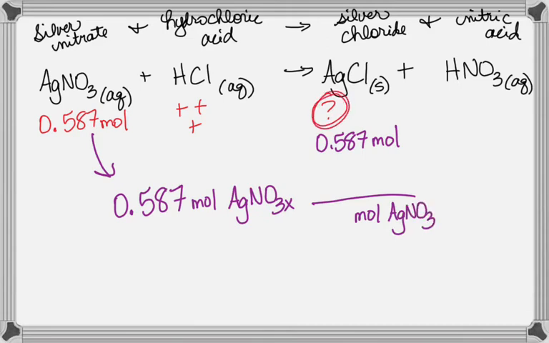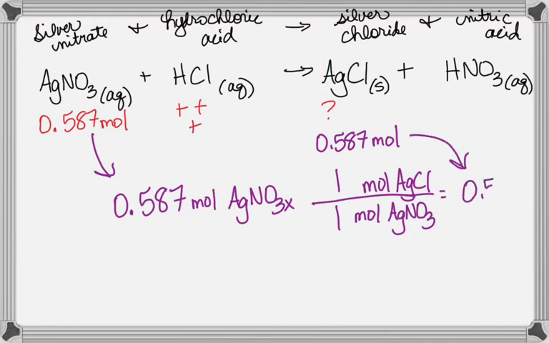What did I ask you for? I asked you for moles of silver chloride. And the balanced equation is a 1 to 1 ratio. Those numbers come from this, 1 and 1. And so the answer is 0.587 moles of silver chloride.